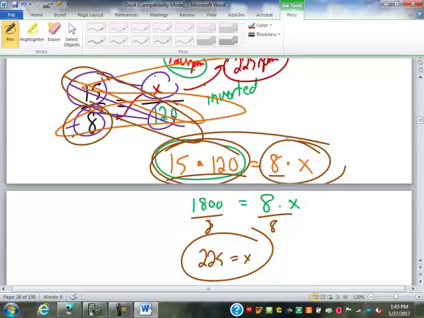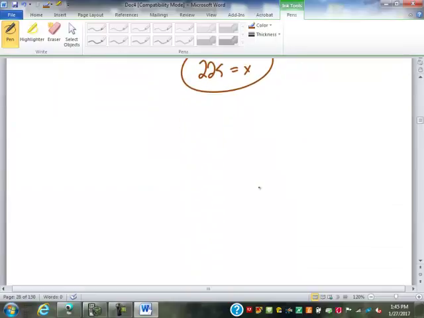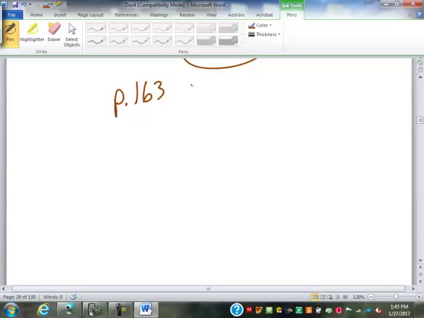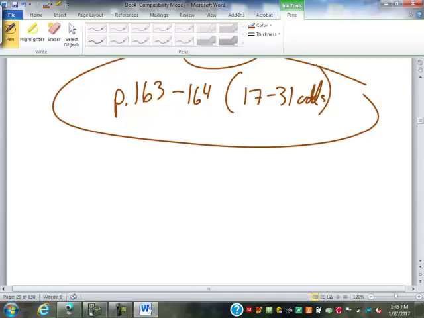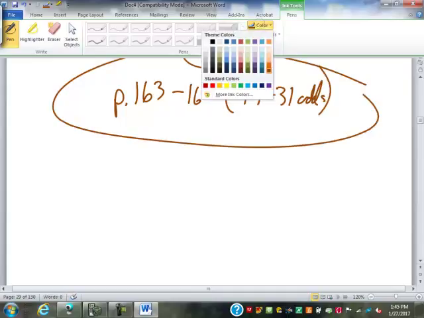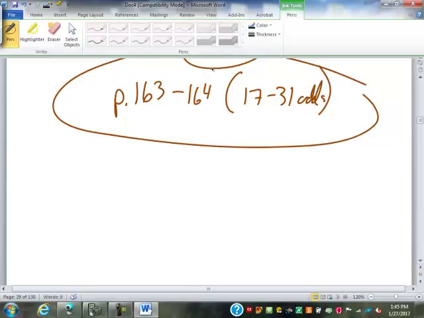We will talk about this a lot more as time goes on. For now, I'm going to give you some homework. On page 163 through 164, 17 through 31, the odds. Deal with direct and inverse relationships.